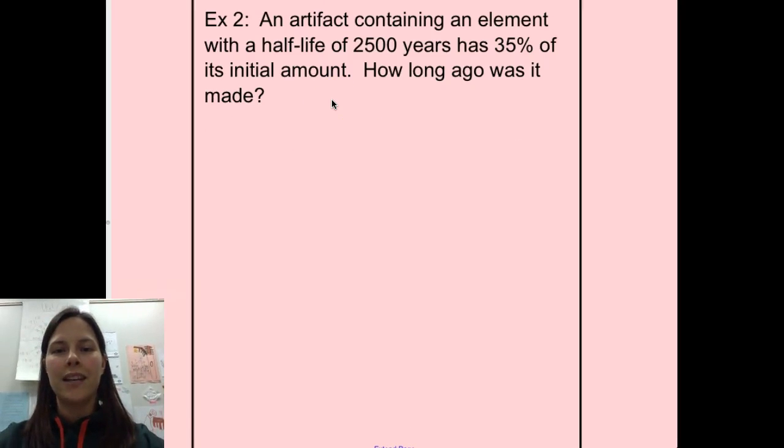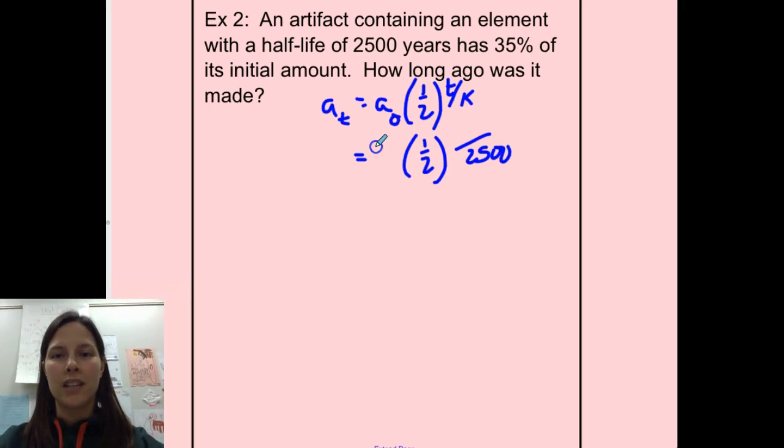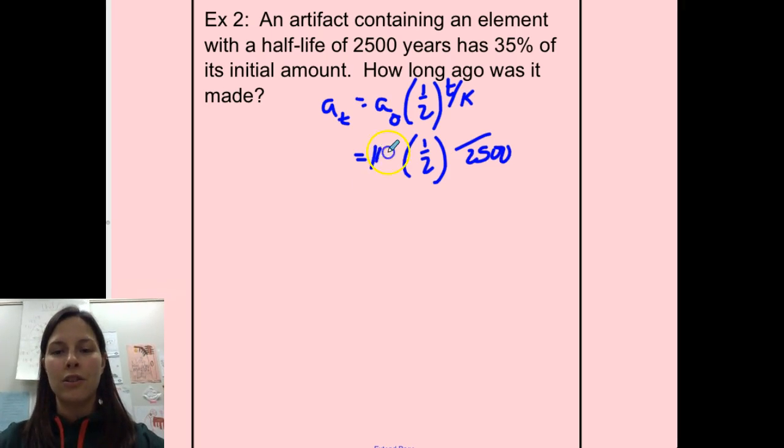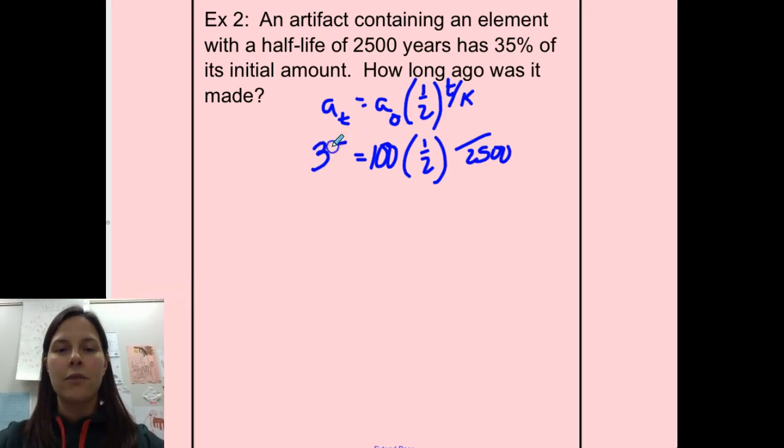Our next question, again, I like to set up that formula first, substitute what I know, and solve for what I don't. It says an artifact containing an element with a half-life of 2,500 years, so that'll go in for K, has 35% of its initial amount. In this case, we're not told what the initial amount is, we're told the percentage that's left. So it doesn't really matter what we choose for our initial amount. I like using something like 100, especially when we're given a percentage, because if we had 100 grams to begin with and 35% remain, we have 35 grams left.